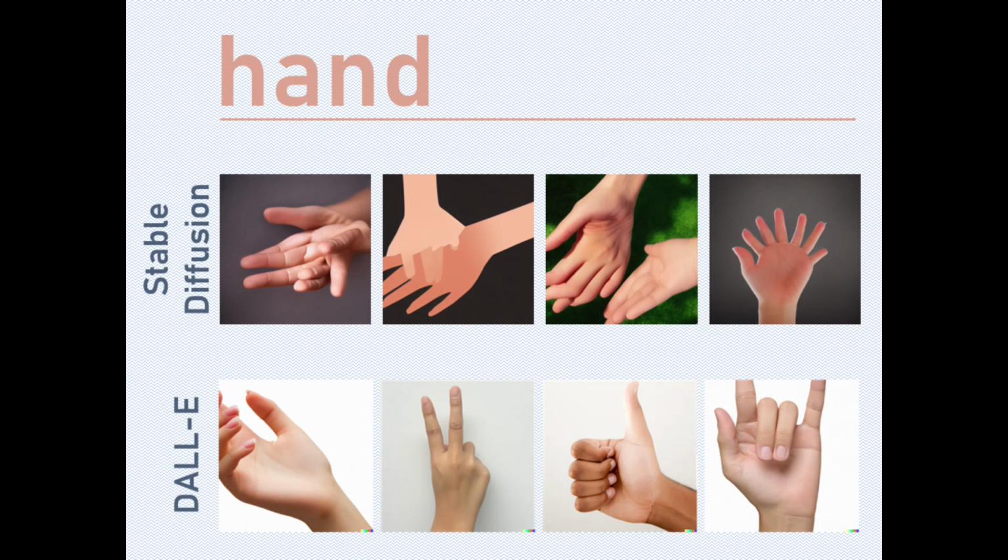To correct this issue, researchers started to collect datasets of images that included more fingers and hands. They also started to use techniques called data augmentation and regularization to help the diffusion model learn to generate these parts of the body more accurately.